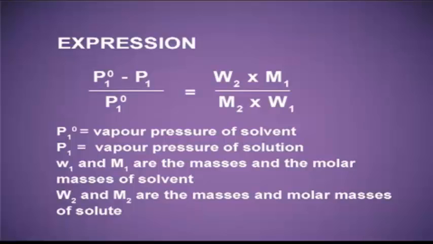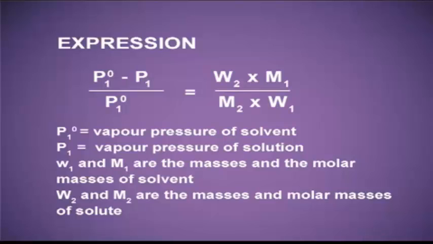Mathematically, (P01 minus P1) upon P01 is equal to W2 into M1 divided by M2 into W1. This P01 is the vapor pressure of the pure component 1. Here 1 is the solvent. P1 is the partial vapor pressure. The component 2 is the solute.